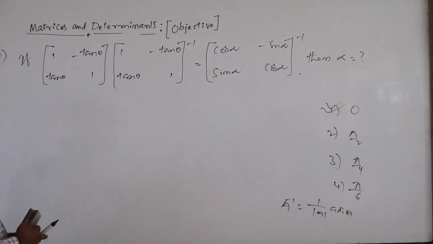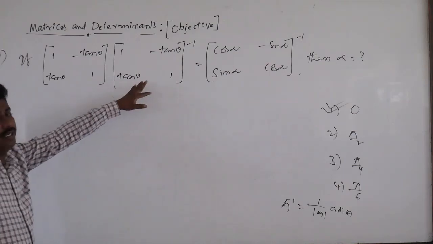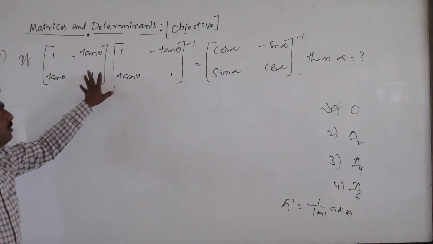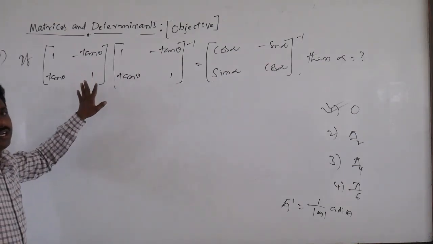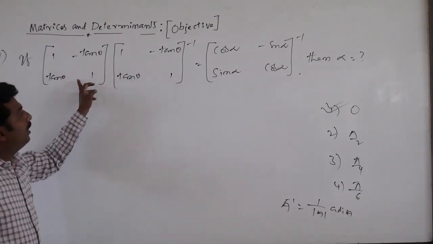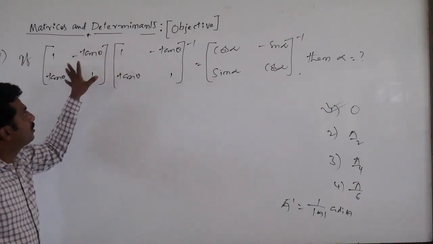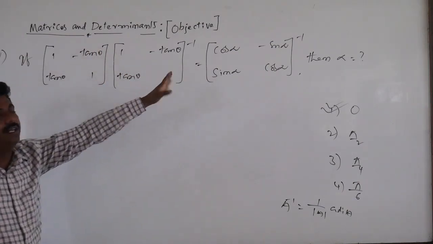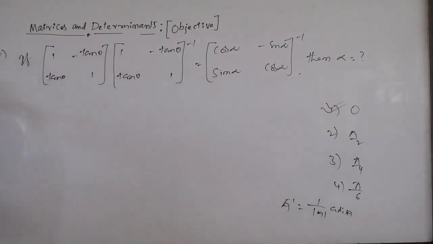So one more thing: here there is no need to calculate its inverse. If you calculate its inverse, it takes more time. So we directly use the concept: because these two matrices are the same, A inverse equals identity. So this complete product is nothing but the identity that equals that matrix.